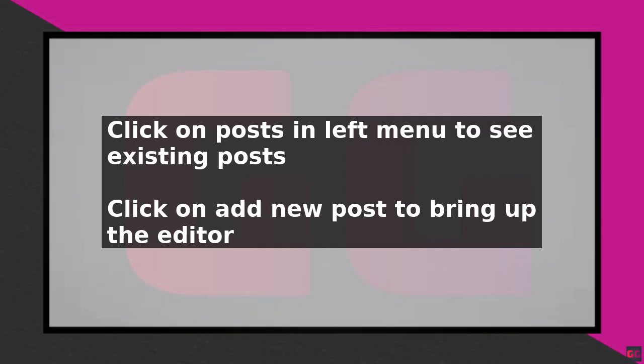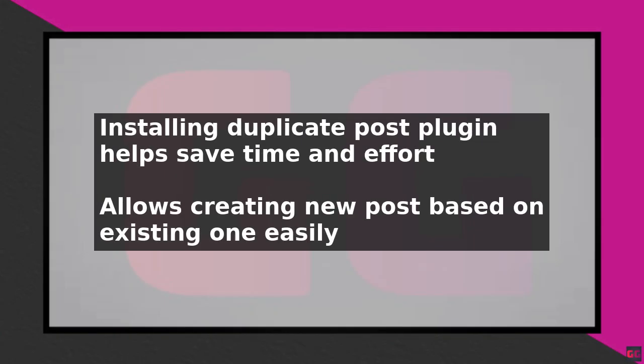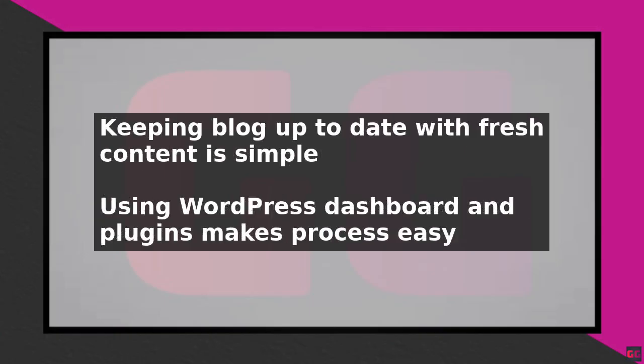If you don't want to create a post from scratch every time, you can copy a previous post by installing a duplicate post plugin. To do this, click on Plugins and then Add New Plugin and search for Duplicate. There are several plugins available, but a popular one is Duplicate Page, which has 3 million active installations and a 5-star rating. Once you've installed and activated the plugin, you can duplicate a post by hovering over it and clicking Duplicate. This allows you to create a new post based on an existing one, saving time and effort.